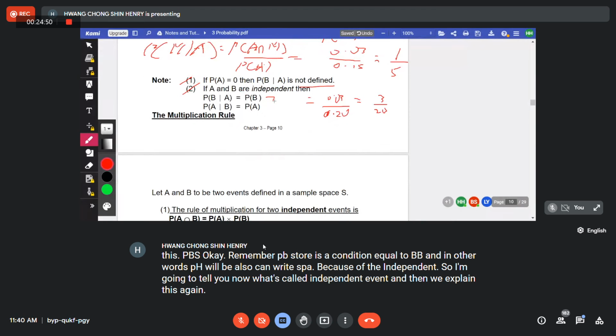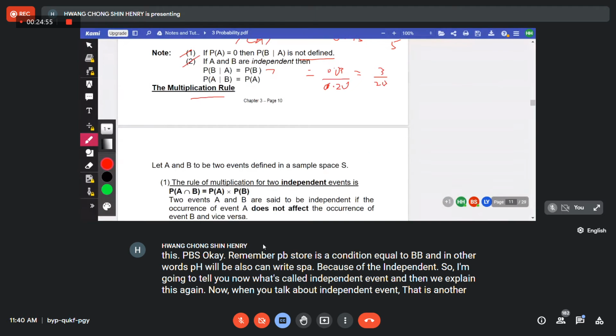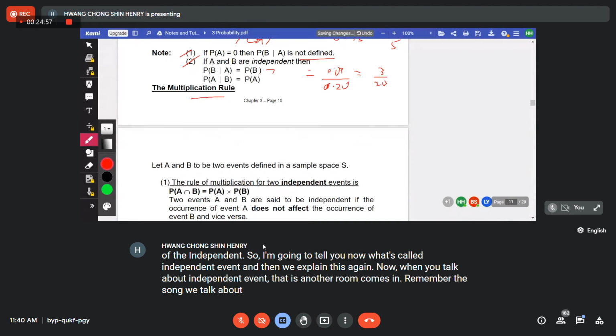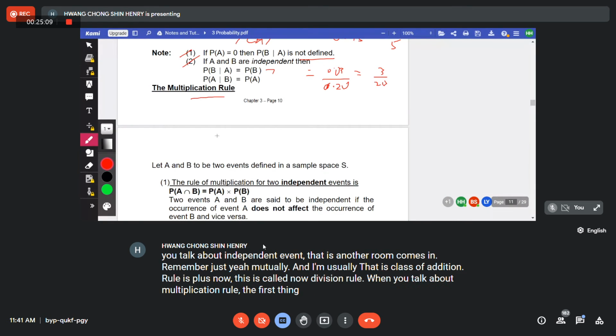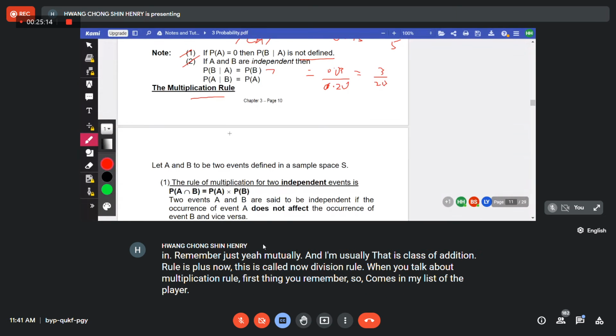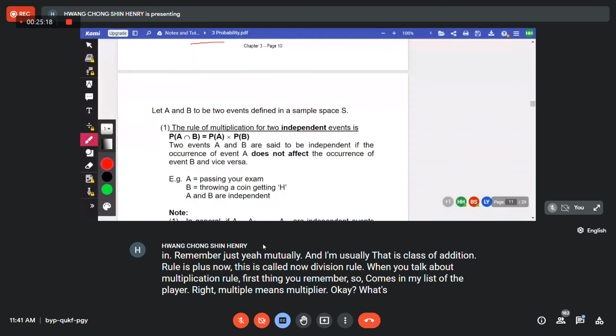Now, when we talk about independent events, there is another rule that comes in. Remember just now we talked about the addition rule. We have mutually exclusive and non-mutually exclusive. The addition rule is plus and minus. Now, this is called the multiplication rule. When you talk about the multiplication rule, the first thing that comes to your mind is multiplier. Right? Multiple means multiplier. Okay. What's the definition?